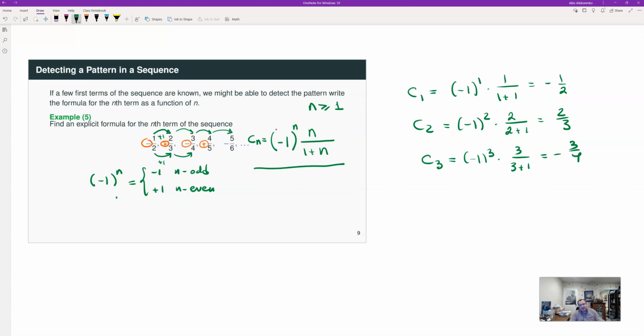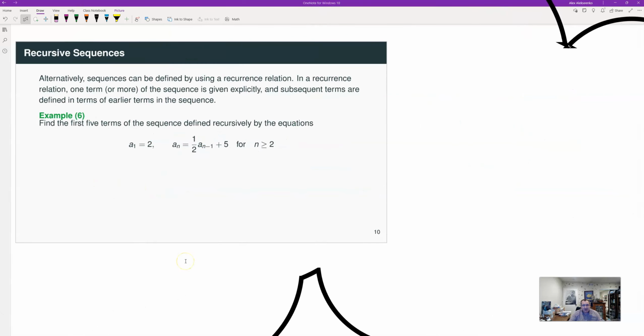Here we go. We detected a pattern and used that pattern to find the explicit formula for the nth term of the sequence. It turns out that providing the explicit formula is not the only way to define a sequence. Some sequences are defined using recurrence relation. In the recurrence relation, one, two, or more terms of the sequence are given explicitly, and the rest of the terms are computed from the previous ones. Let's look at an example.